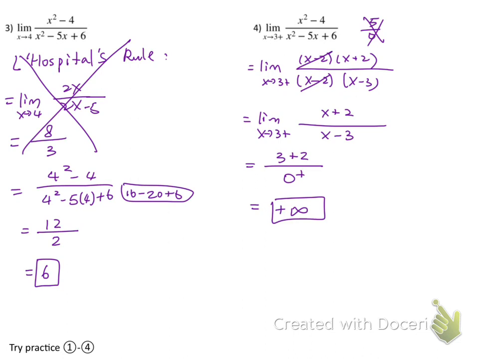Okay, now you can pause the video and try practice number 1 through number 4. Pretty much the same thing. Use L'Hopital's rule.